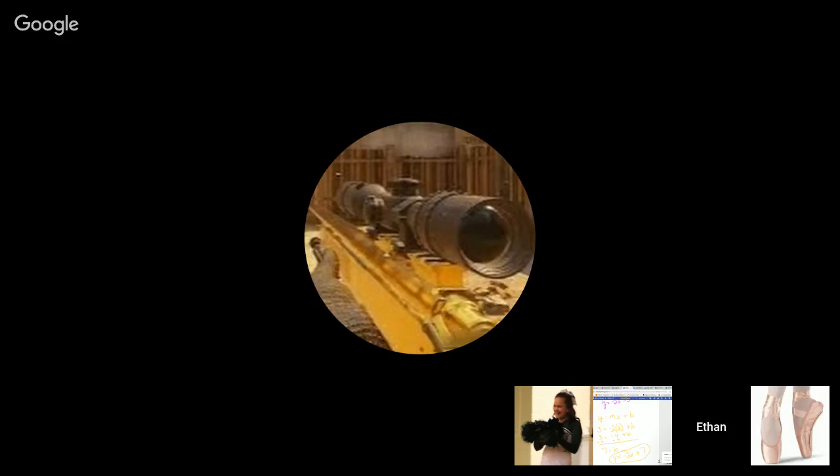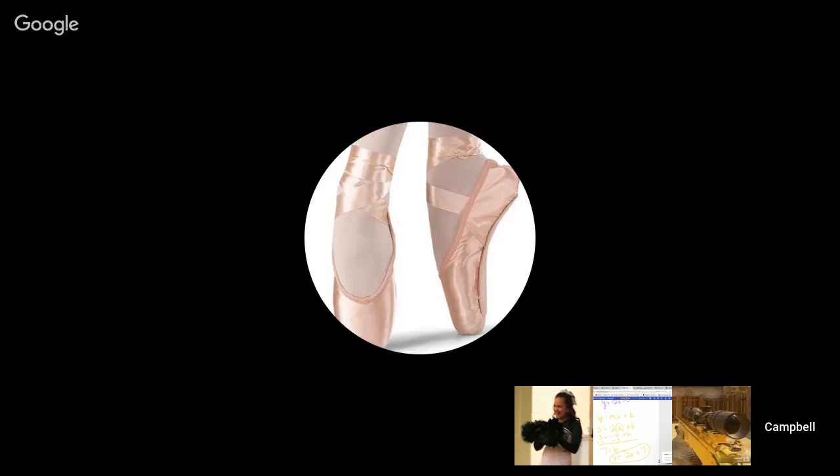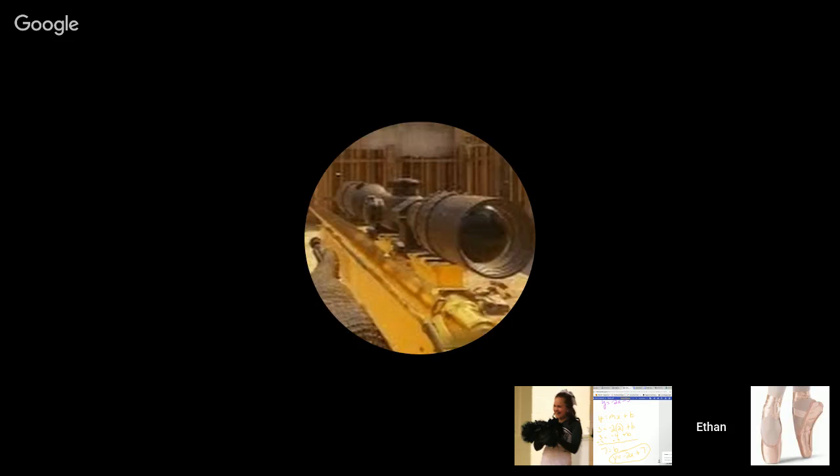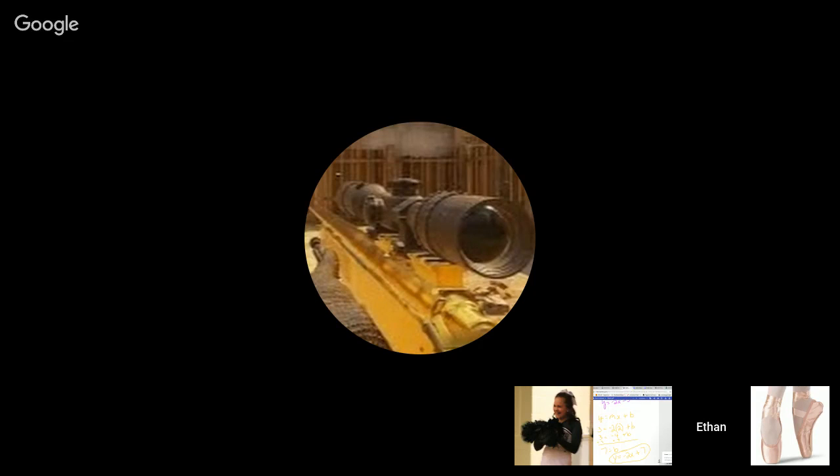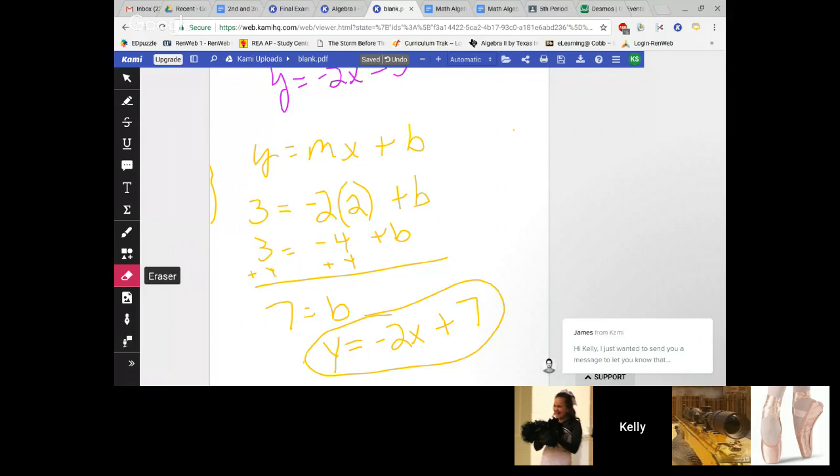Okay, so on the test, I just plug in whatever coordinate it gives me with the slope and solve for b, and then I get the parallel. I hope you wrote that down.